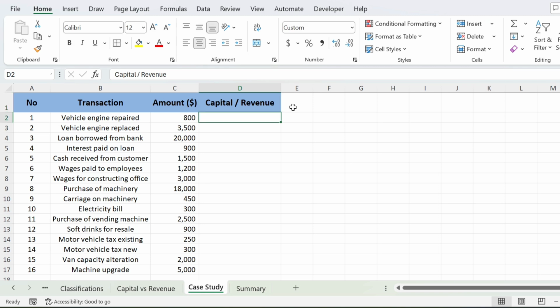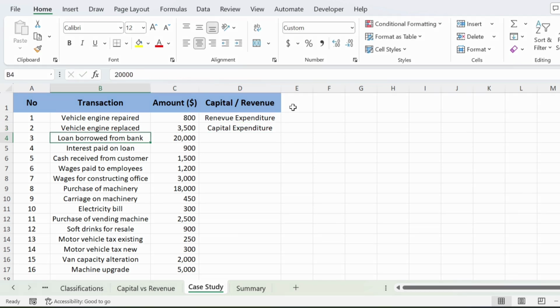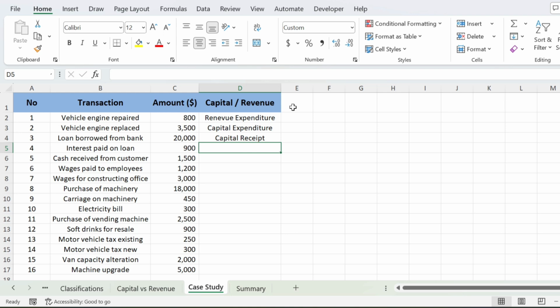Okay, now let's classify and briefly explain each one. First is vehicle engine repaired. This is a revenue expenditure because it only maintains the asset. Next is vehicle engine replaced. This is a capital expenditure because it improves the asset. Third is loan borrowed from bank. This is a capital receipt because it is long-term financing. Next, interest paid on loan. This is a revenue expenditure because it is a regular cost.